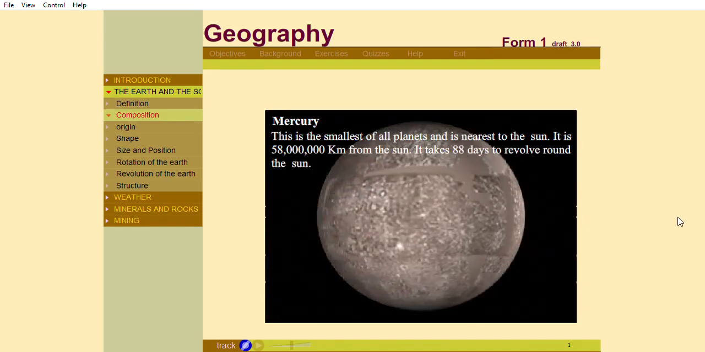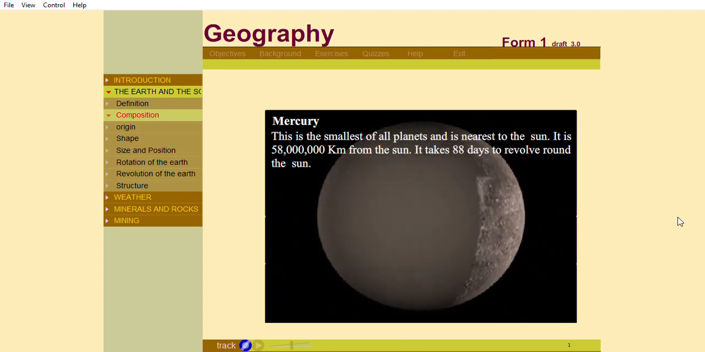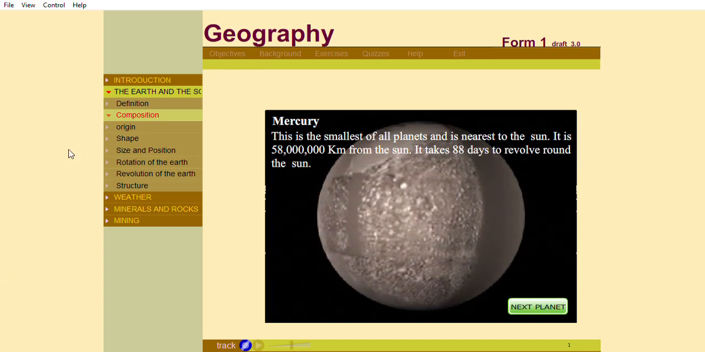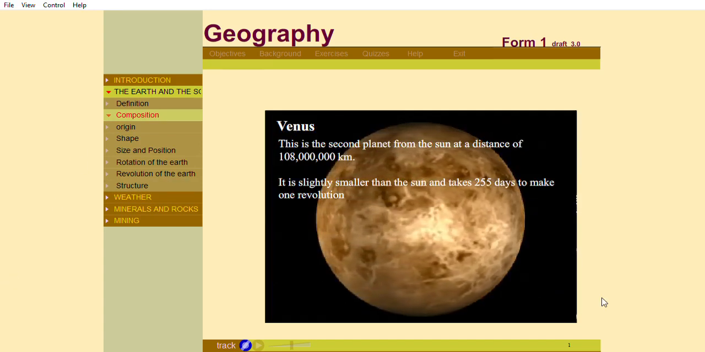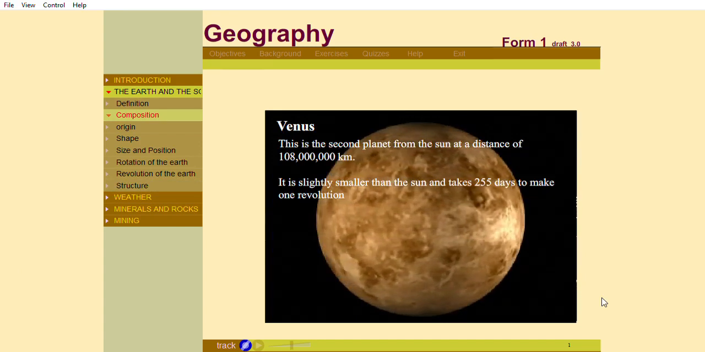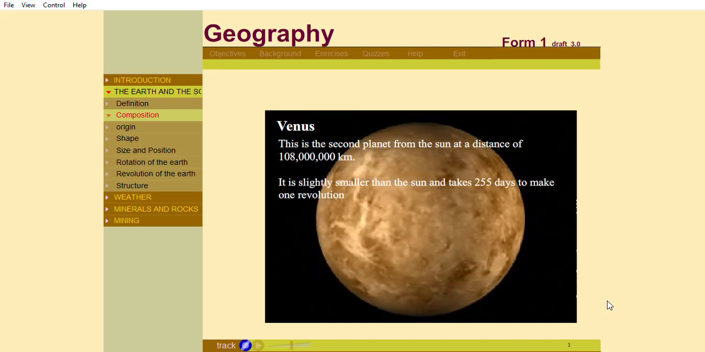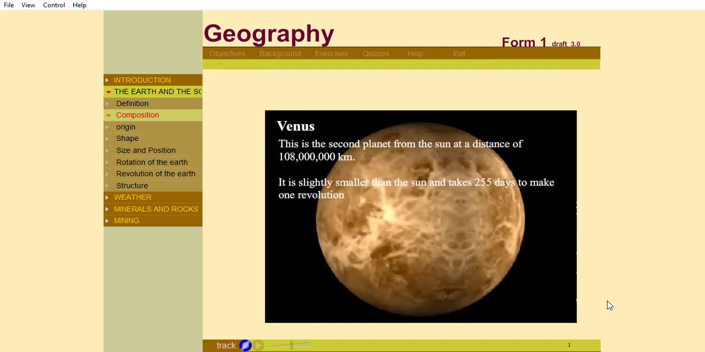Mercury. This is the smallest of all planets and is nearest to the sun. It is 58 million kilometers from the sun. It takes 88 days to revolve round the sun. Venus. This is the second planet from the sun at a distance of 108 million kilometers. It is slightly smaller than the Earth and takes 255 days to make one revolution.